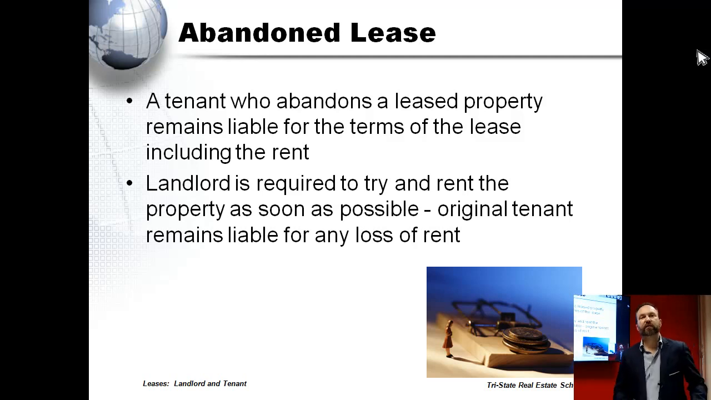A few other parts here. If a tenant abandons a lease, the tenant is still liable for the terms of the lease, including the rent. The landlord is required to try and rent the property out as soon as possible. If they do rent the property out, can they still go after the original tenant for the lease? No. If they start collecting rent again, they can't go after the original tenant. Now, you can try to, but here's the thing: you don't want to cut your nose off to spite your face. So if you're looking to go after the original tenant in court, chances are you're not going to get what's due. So why not just try to rent the property out to stop the bleeding, if you will?